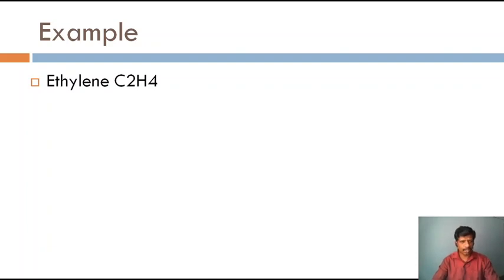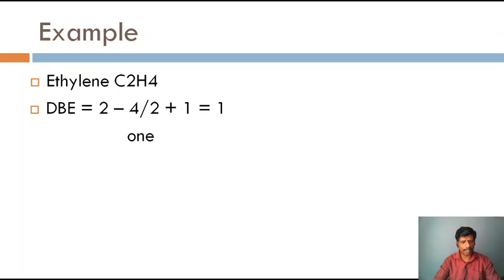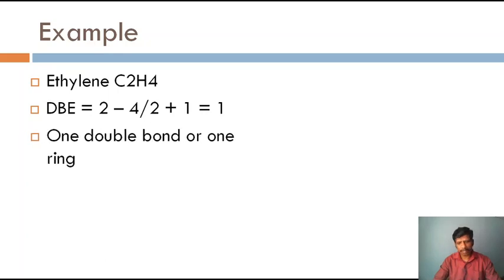Let us take ethylene as an example. The molecular formula is C2H4, in which X is 2 and Y is 4. The number of carbons is X and the number of hydrogens is Y. So 2 minus 4 by 2, that is 4 by 2, is equal to 2. Then 2 minus 2 cancel out, and the remaining 1 is the result. Therefore, this compound contains one double bond, which we know already. But from the double bond equivalent, it may be a double bond or it may be a ring.